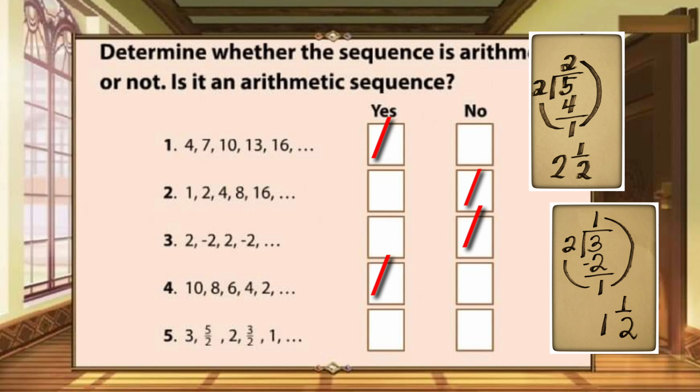So, ito ba ay arithmetic or not? So, ito ay arithmetic. Kasi, sa bawat term, pare-pareho na binabawas natin ng kalahati or 1/2. 3 minus 1/2, 2 and 1/2. 2 and 1/2 minus 1/2, 2. 2 bawasan ng kalahati, 1 and 1/2. At isa't kalahati bawasan ng kalahati ay isa na lang or 1. So, 1 and 1/2 minus 1/2 is 1. Okay.